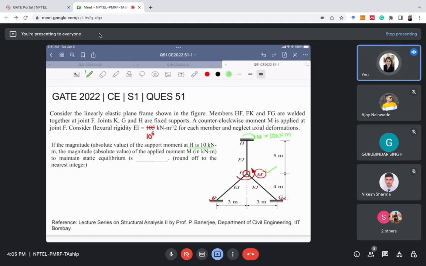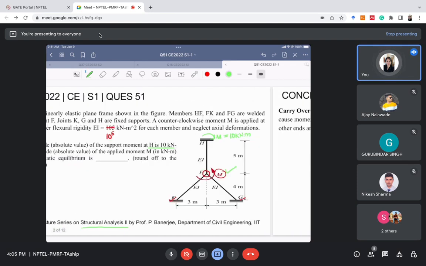To solve this problem, for the concepts related to the stiffness method of structural analysis, you can refer to Structural Analysis 2 lectures by Professor P. Banerjee of the Department of Civil Engineering, IIT Bombay. Before going into the solution, I'll discuss a few important concepts which will help in solving this problem.